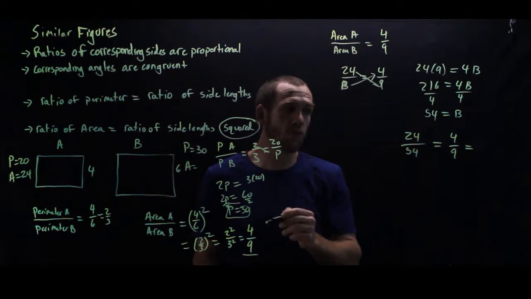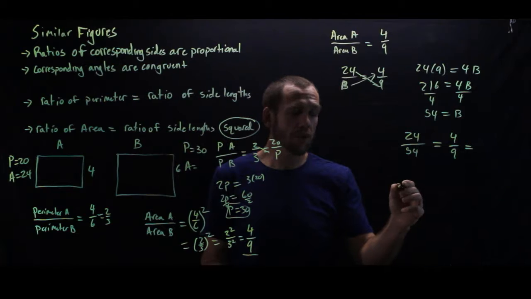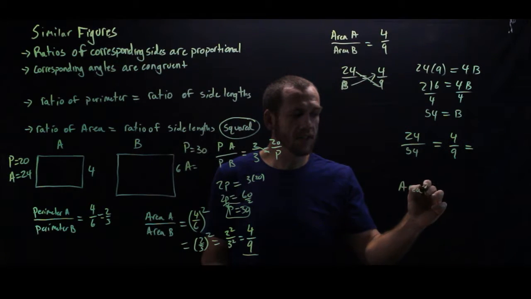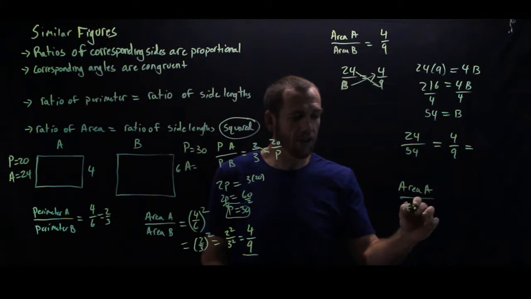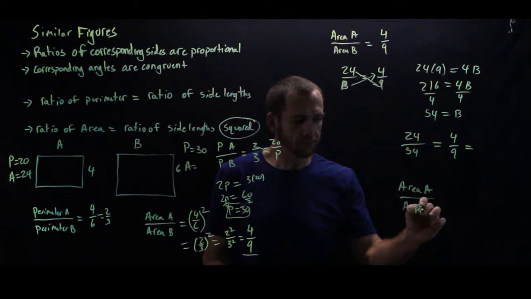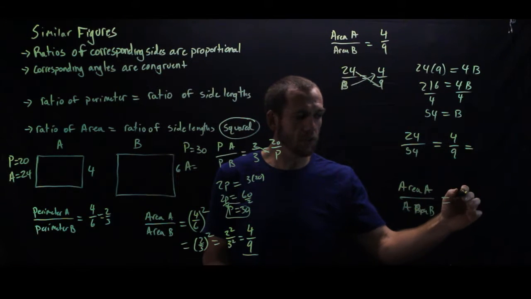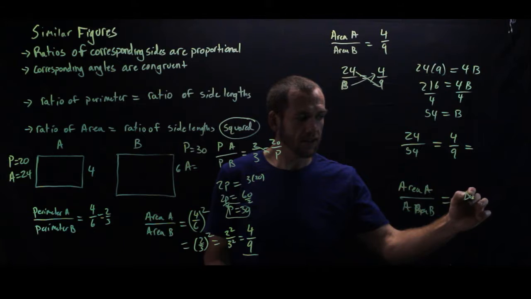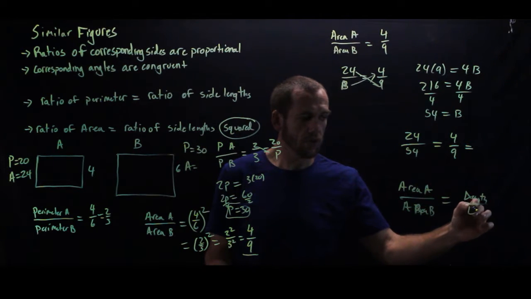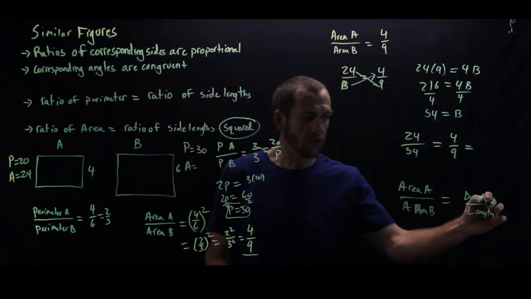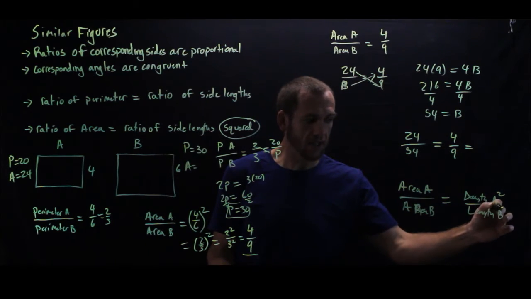Remember, that was 2/3 squared. So we have to remember that the area of one similar figure compared to the area of another similar figure is equal to their lengths ratio squared. So length A squared over length B squared.